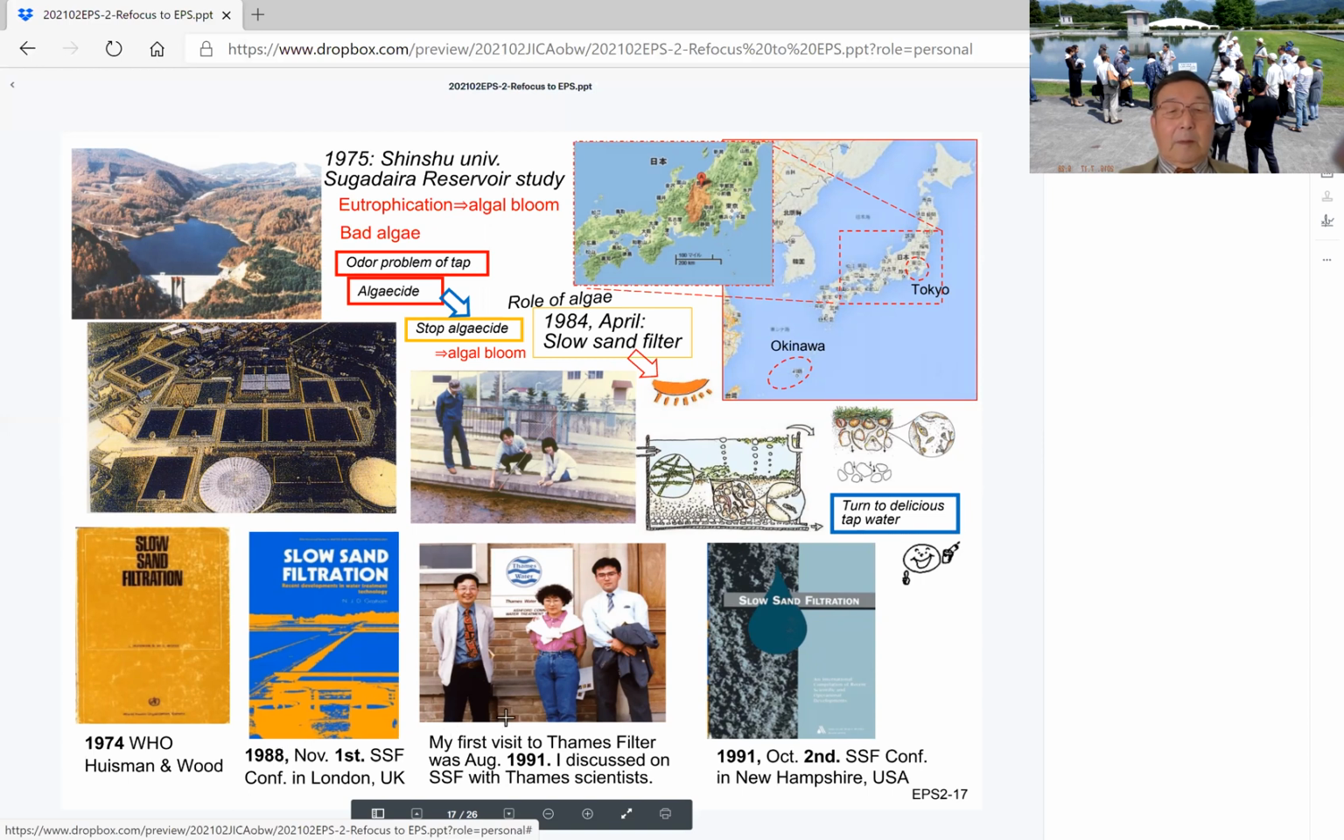Therefore, I visited. My first visit to the Thames filter was August 1995. I discussed slow sand filters with Thames filter specialists. And in '91, October 2nd, the second slow sand filter conference was held in New Hampshire, United States.